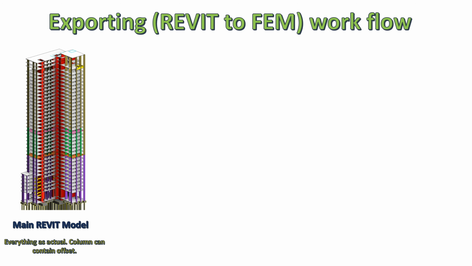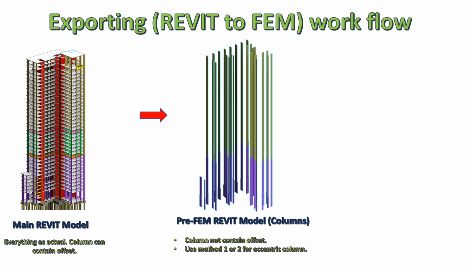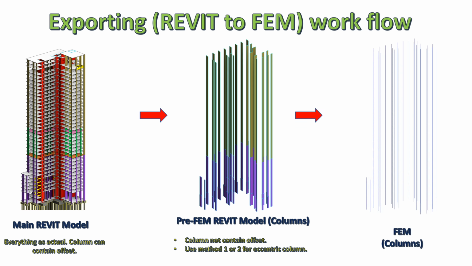In summary, the workflow to export the Revit model to the finite element is as follows. First, you have the main Revit model where everything is modeled as per actual. The column can contain offset and eccentricity as per actual. Then, just before exporting, you save your main model as the pre-finite element Revit model. Here, you reset all column offsets to 0 in order to eliminate the unconnected node problem, and choose how you will handle the eccentric column right here. Finally, you now have a proper finite element model for all of the columns.